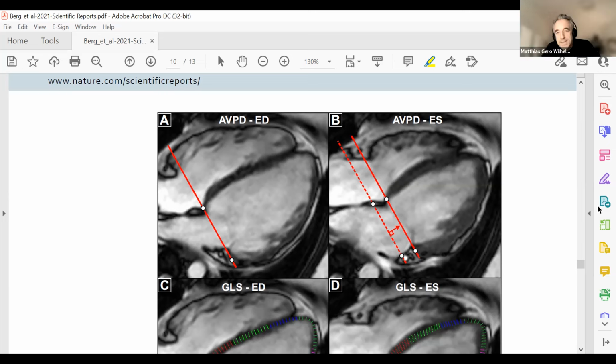Okay, and then the last question, thanks for the short answers, by the way, Magnus. Did you measure AVPD and GLS on just the 4-chamber view, or did you take an average of 4-chamber, 3-chamber, 2-chamber views? The average of the 3. Okay, great. Thank you so much, Magnus, for presenting this very interesting paper.